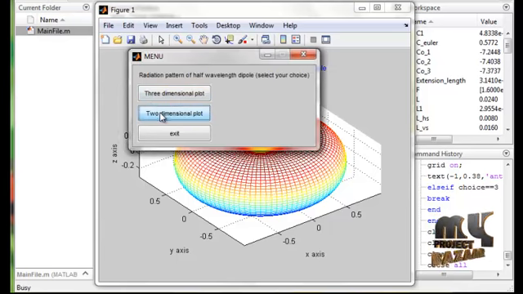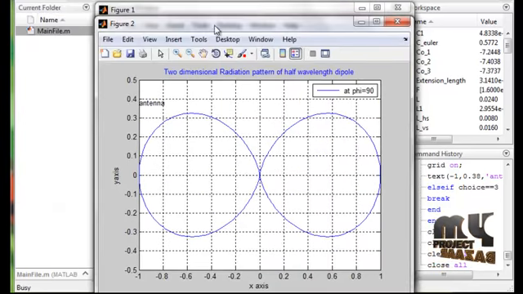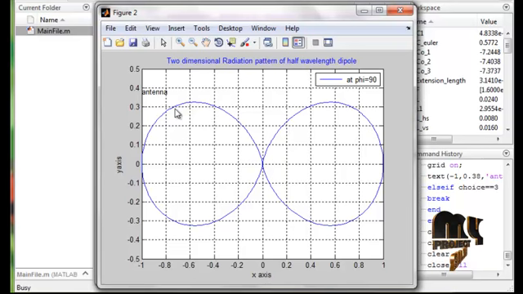Again we click the 2-dimensional plot. In this 2-dimensional plot we get this, like a half wavelength dipole. At phi equal to 90 degrees, this is the x-axis and this is the y-axis. Normally we get the 2-dimensional plot like this in MATLAB. For HFSS we get the complete graph. In MATLAB we only get it like this. So this is at phi equal to 90 degrees. We can also find phi equal to 0 degrees or phi equal to 180 degrees.